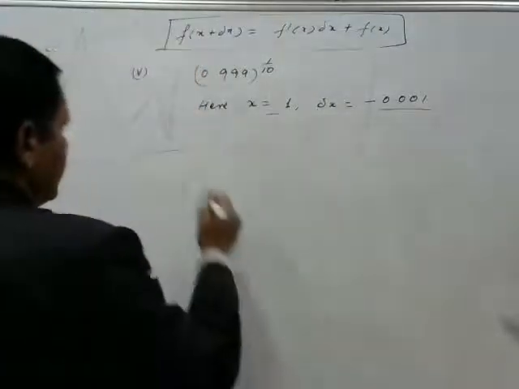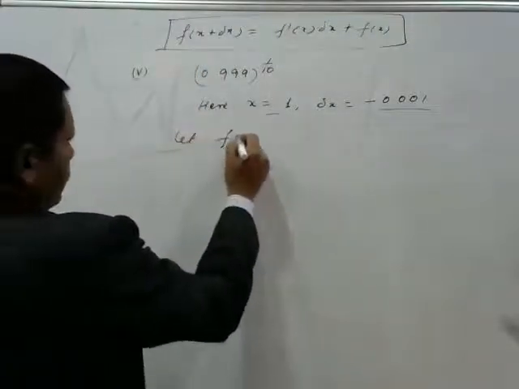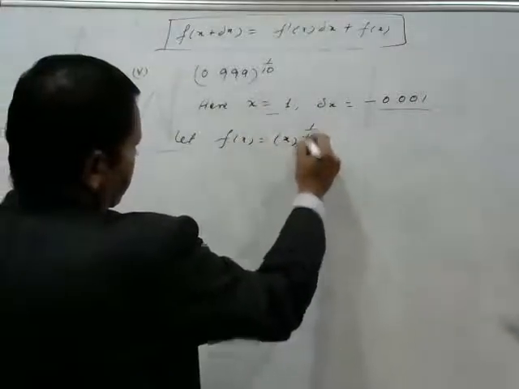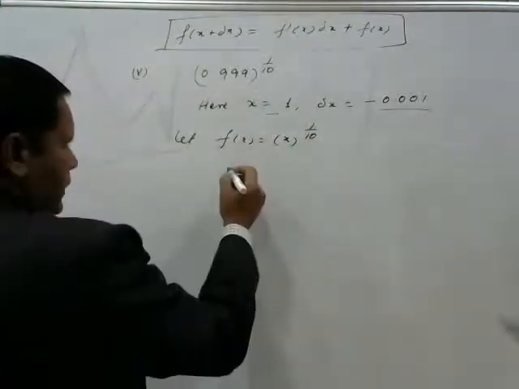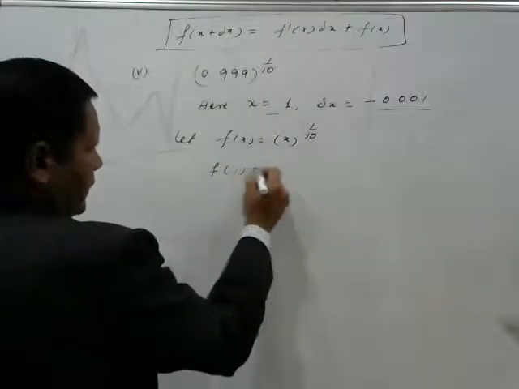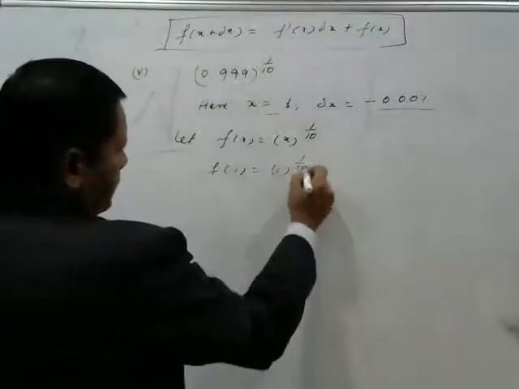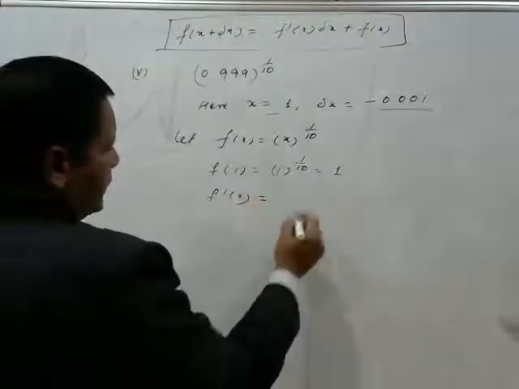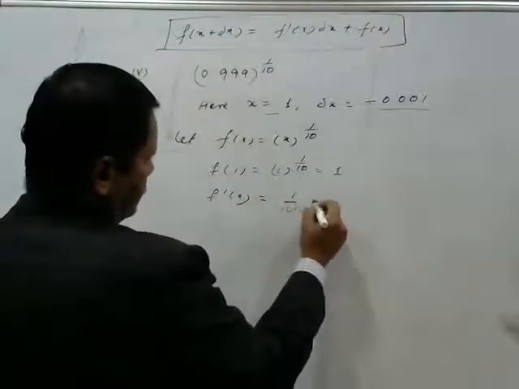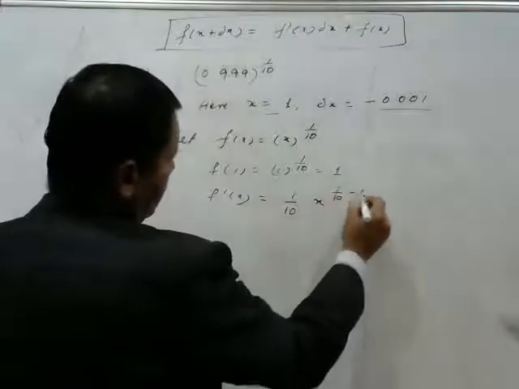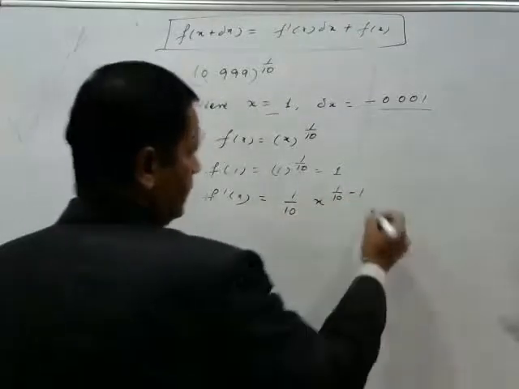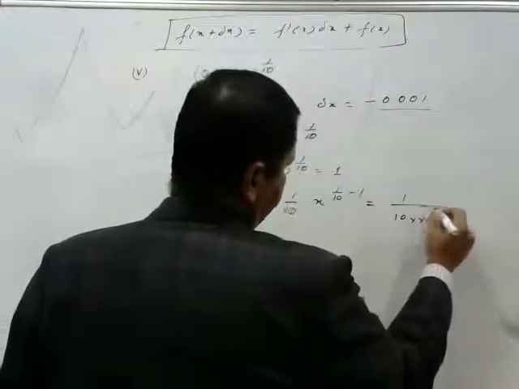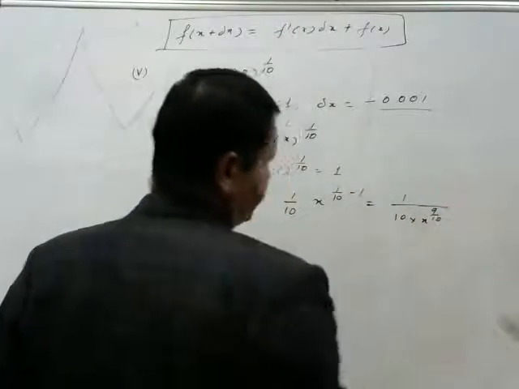Now here, let f of x be equal to x to the power 1 by 10. The function is like this. Therefore, f of 1, if I take 1 to the power 1 by 10, will be 1 only, and f dash of x will be 1 by 10 into x to the power 1 by 10 minus 1, that is minus 9 by 10, and that will give you 1 by 10 into x to the power minus 9 upon 10.